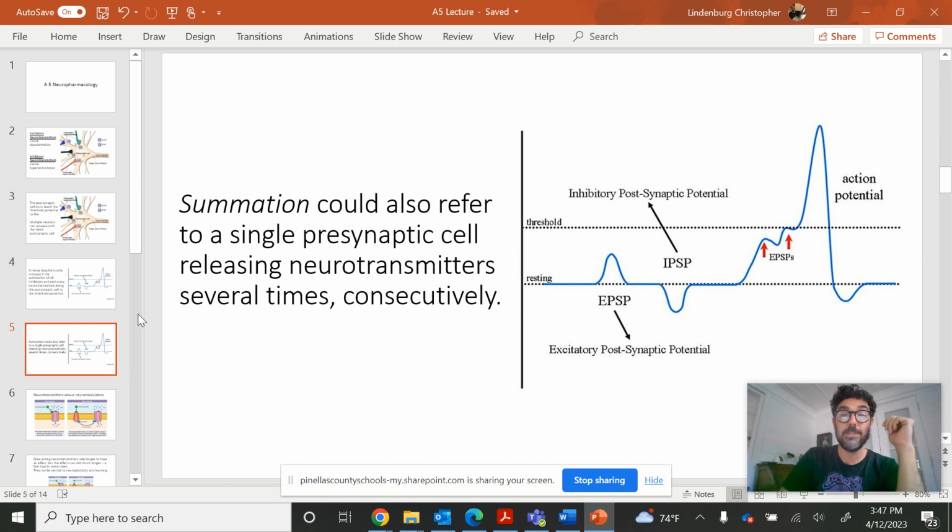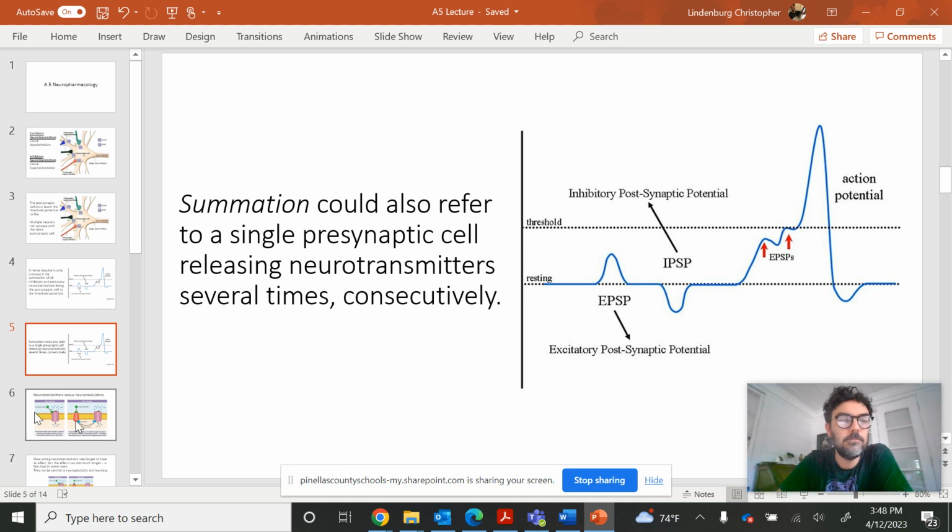Summation can also refer to a single presynaptic cell releasing neurotransmitters several times. So if that presynaptic cell is just blasting it with more and more and more neurotransmitters, that could give us a few excitatory transmissions like that. So no matter what, summation is the idea that the postsynaptic cell is not just getting one stimulus, it's getting multiple, and they have to add up to the threshold.